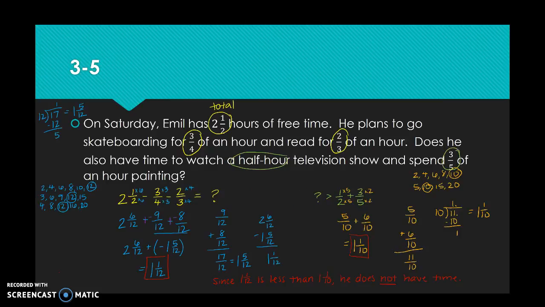Okay, so I found out what he already has planned to do and then what he wants to know if he still has time to do. So he does have 1 1/12 hours left versus 1 1/10. 12 pieces of pizza cut into 12 pieces is smaller than cut into 10. You get more pizza, so it'll take too long.